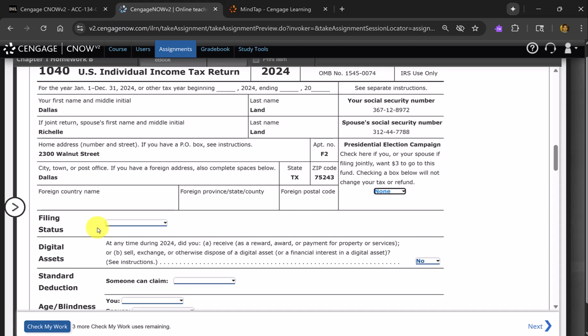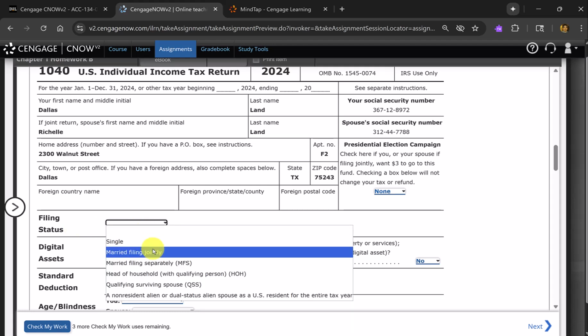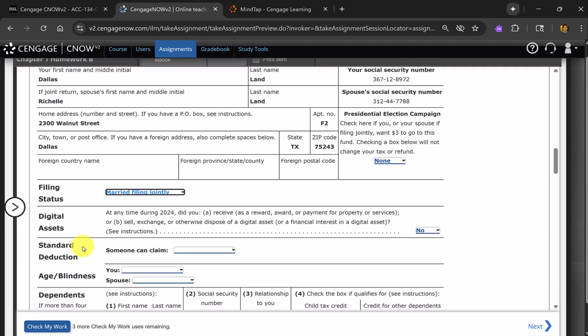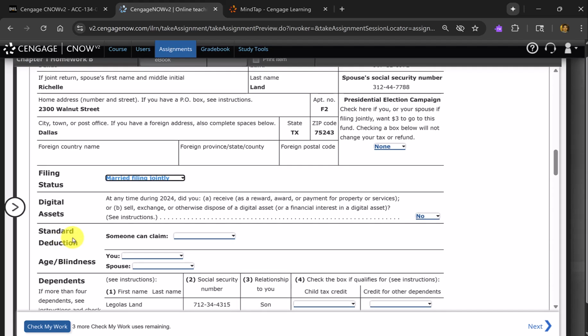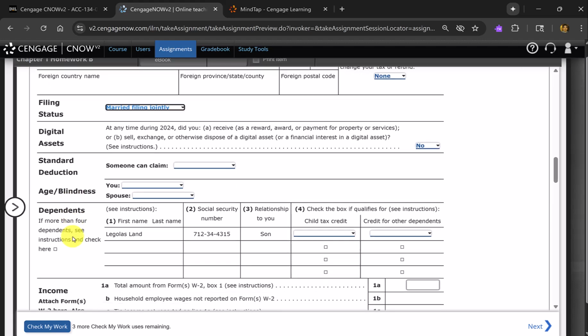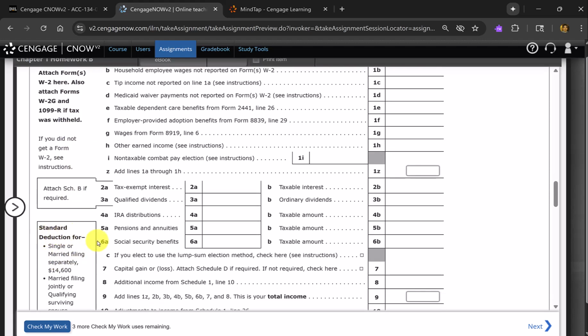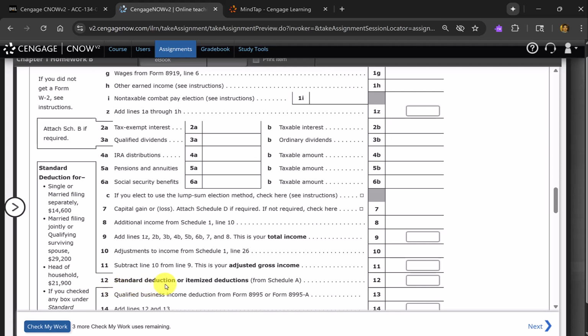Their filing status, again, in a real form, would be 5 different checkboxes for the 5 different filing statuses. Here in our homework assignment, we have to pick in a drop-down list married filing joint. Digital asset, we already answered. And here for standard deduction, that's the dollar amount we get to subtract out way down here. Yeah, this standard deduction in line 12.